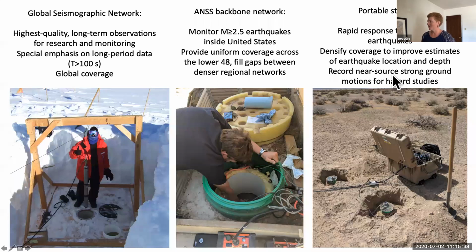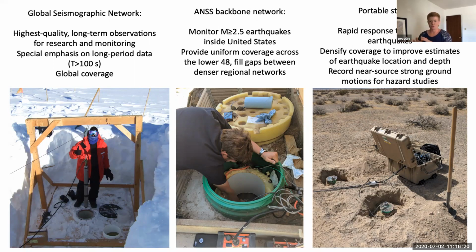And then finally, over here, looking at those portable stations that Suzanne mentioned earlier, this is a very light and fast kind of instrumentation. You can see we have much smaller vaults that are buried much more shallowly. The target here is to get out quickly, so we can just direct bury these vaults, no concrete needed. We're trying to densify coverage in an already existing network to get better estimates of earthquake locations and depths. We also have strong motion instruments in these because we're trying to record strong motions for hazard studies.